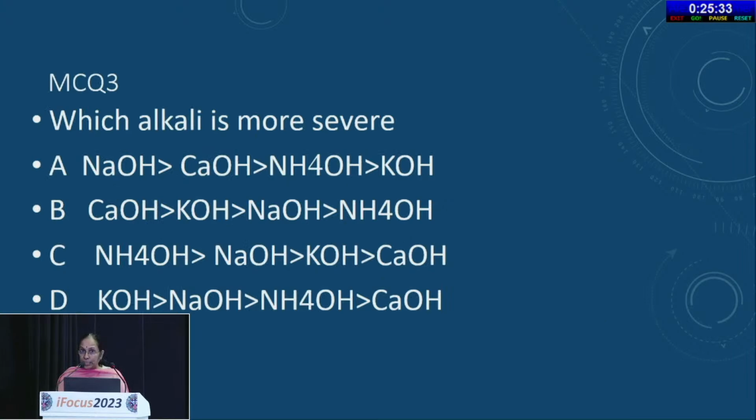Now the MCQ 3 is, which alkali is more severe? Sodium hydroxide, more than calcium, this is in the decreasing order that you see. A, KOH is the least, after that ammonium, then calcium, then sodium. The second, B, is the least is ammonium, then sodium, potassium, calcium. The third one is calcium is the least, then potassium, sodium, ammonium. Fourth one, the least is calcium, then ammonium, sodium, and potassium. I hope you got that.